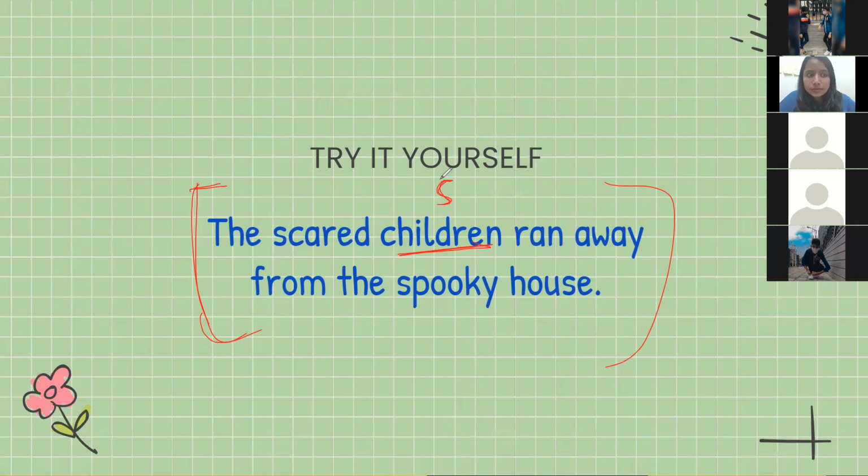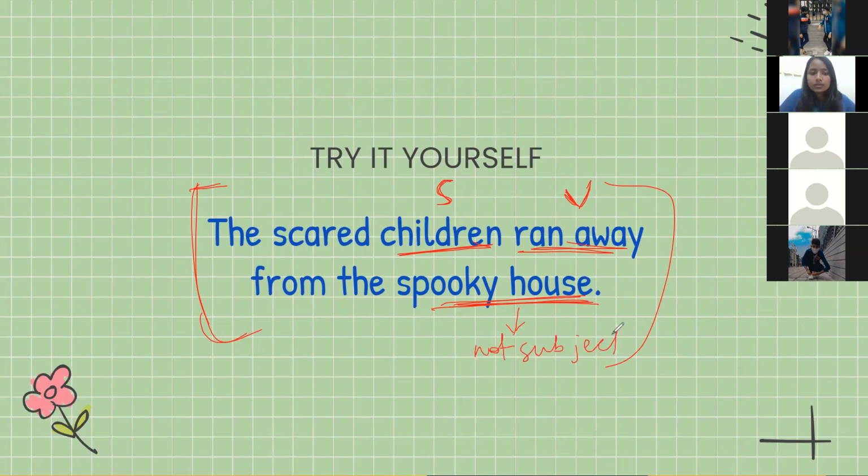And what is the verb? Ran, ma'am, ran away. Ran away is the verb. There is a spooky house also. Is that a subject? No, ma'am. No, because this sentence is talking about children and not spooky house. So this is not the subject.